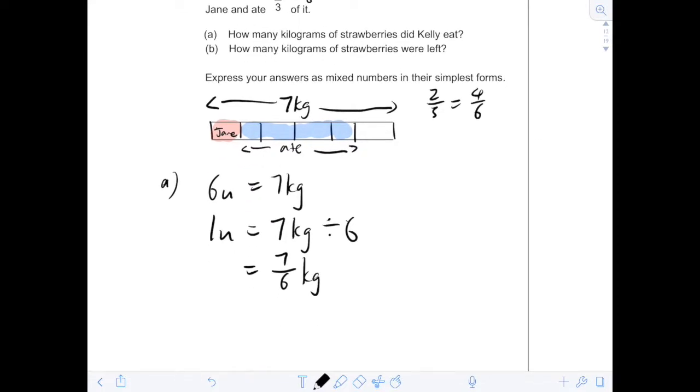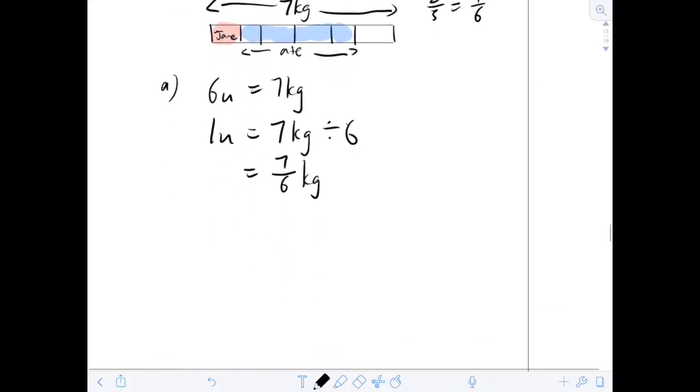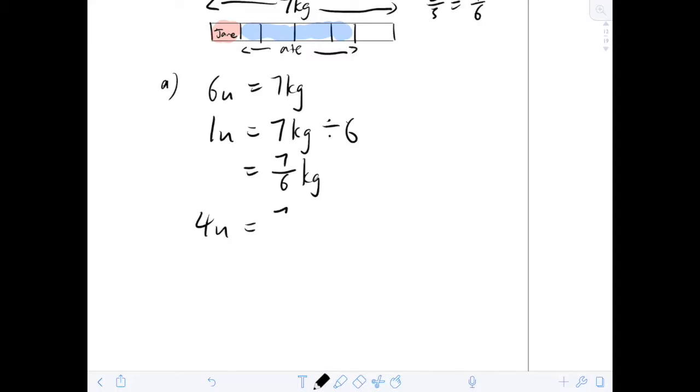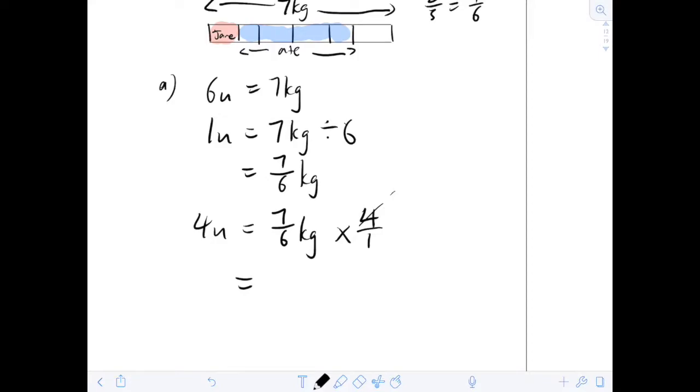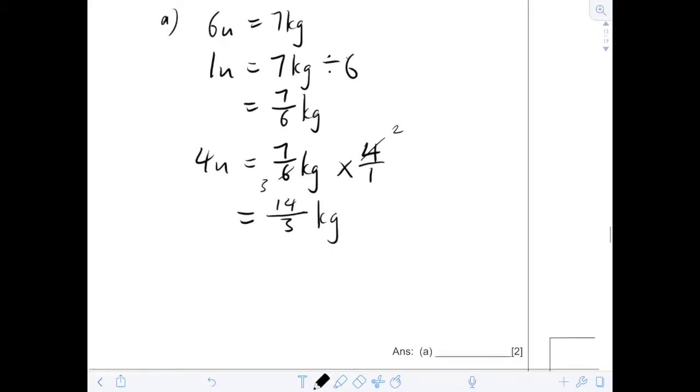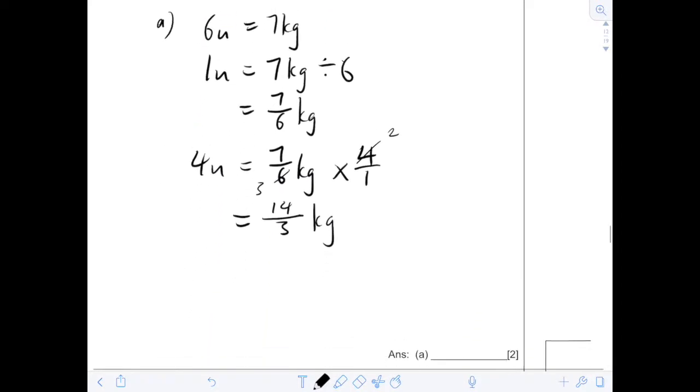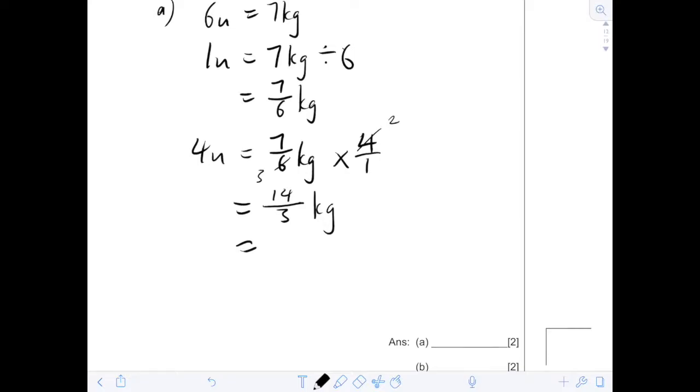So how much did she eat? It is 4 units, right? 4 units will equal 7/6 kg multiplied by 4. Remember how to do this? If you're multiplying by 4, first you want to change the 4 into a fraction by making it over 1. Then you use the cancellation method. This one becomes 2, this one becomes 3. So 7 times 2 is 14, 3 times 1 is 3. Put back the unit kg. They want it in simplest form as a mixed number, so this will equal 4 and 2/3 kg.